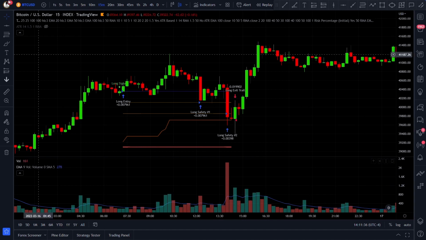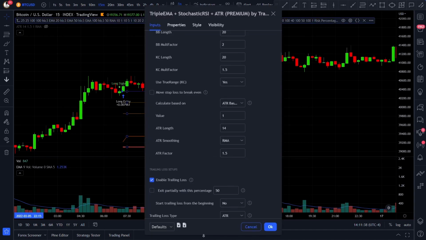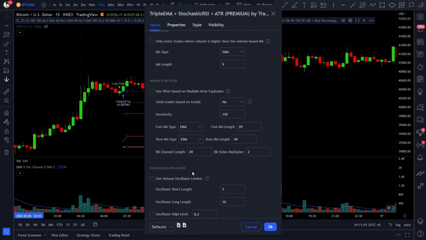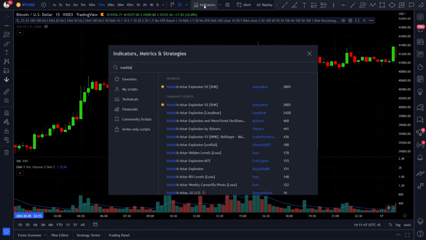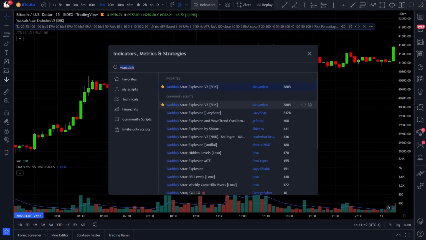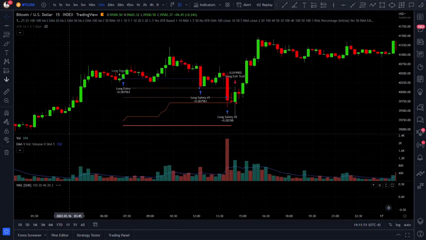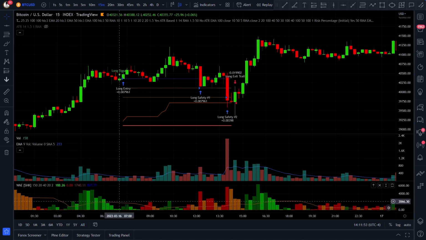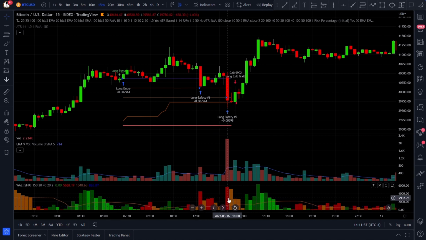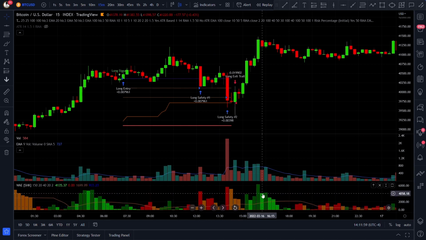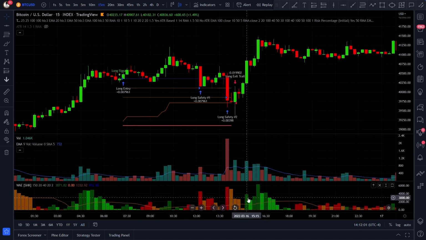Moving on, the next filter is the Waddah Attar Explosion filter. Probably you've already heard about the Waddah Attar, so you might be familiar with it. First, add the Waddah Attar indicator to the chart. As you can see, it has different colored bars, an orange line and a blue dotted line. When the bars are red, it means bearish momentum and volume, and when the bars are green, it is considered as bullish momentum and volume. The higher the bars are, the stronger the signal is.